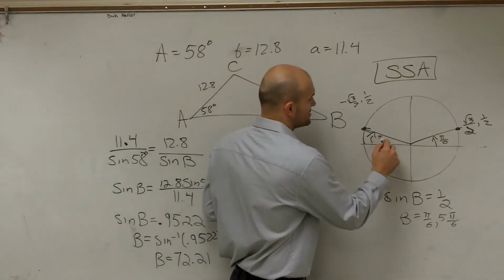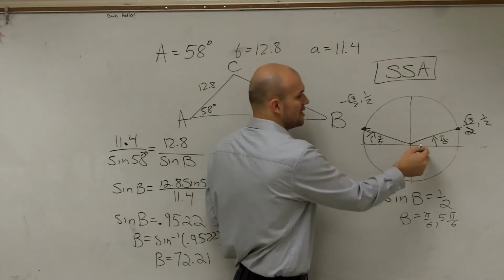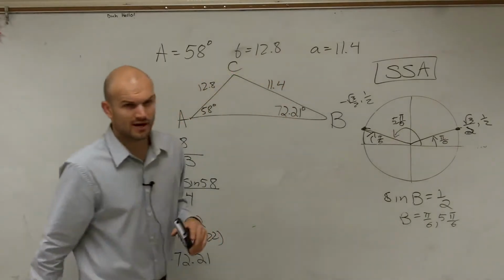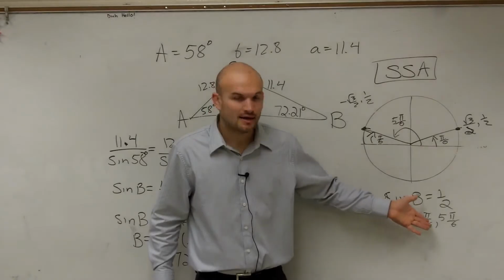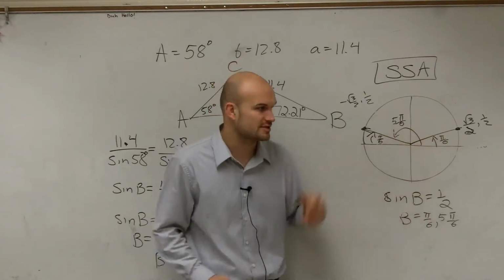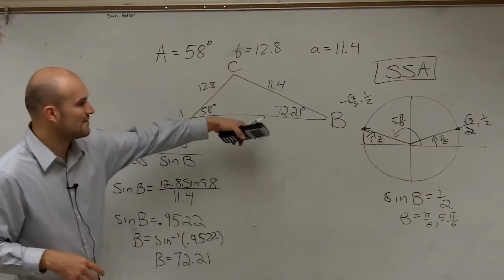We could say here it's pi over 6, which is your reference angle. Notice these are your reference angles. But this angle right here is 5 pi over 6. Right? So does everybody understand when I'm taking the inverse of my sine, I'm going to have two values that are in the first and second quadrant. I have my original angle and also using it as a reference angle.